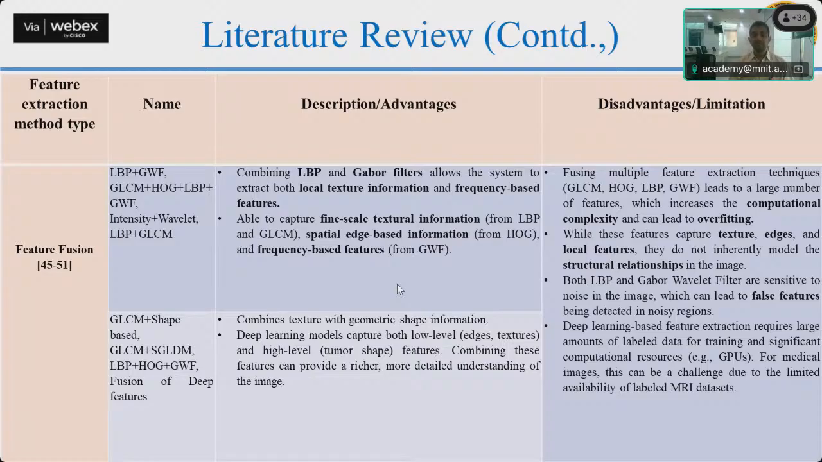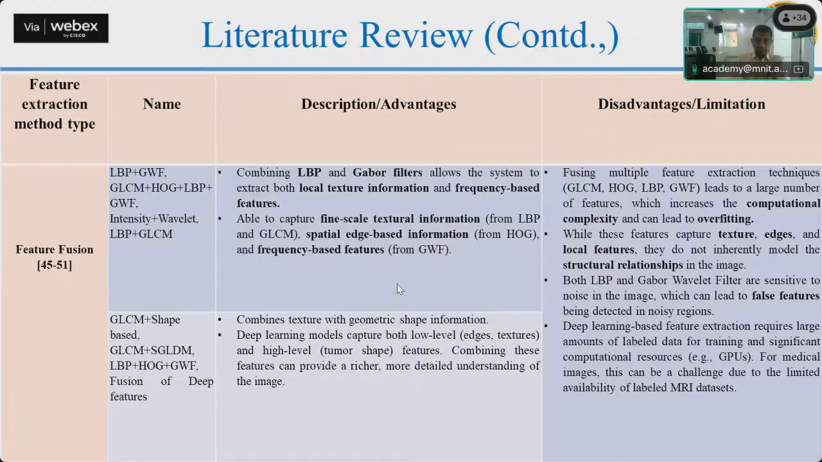So what we can do is combine LBP and Gabor filter. It allows the system to access both local texture information and frequency-based features. Also, to capture fine-scale texture information, spatial edge-based information and frequency-based features, GWF, GLCM, HOG, and Hu moments are required.